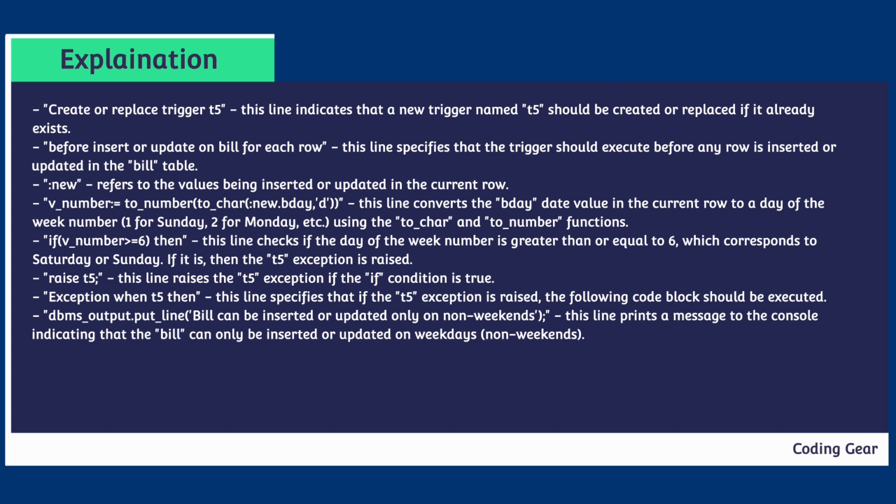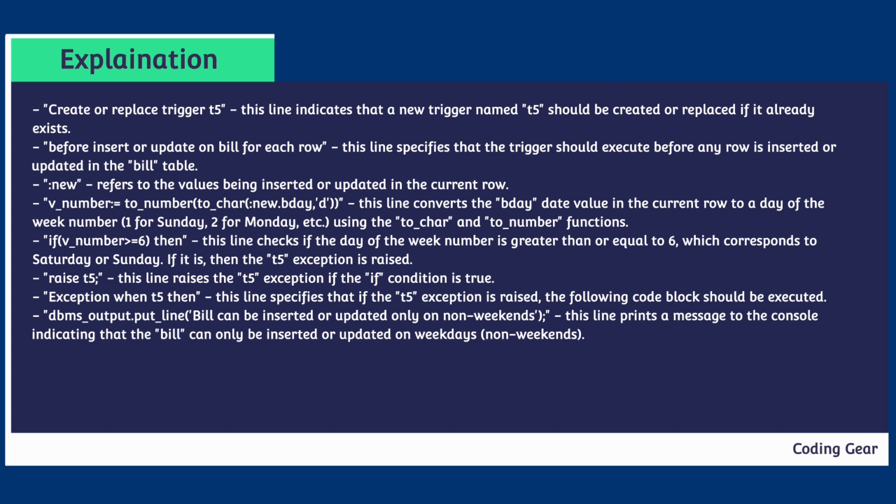V_number equals to_number(to_char(:new.B_day, 'D')). This line converts the B_day date value in the current row to a day of the week number, 1 for Sunday, 2 for Monday, etc., using the to_char and to_number functions. If V_number >= 6, then this line checks if the day of the week number is greater than or equal to 6, which corresponds to Saturday or Sunday.